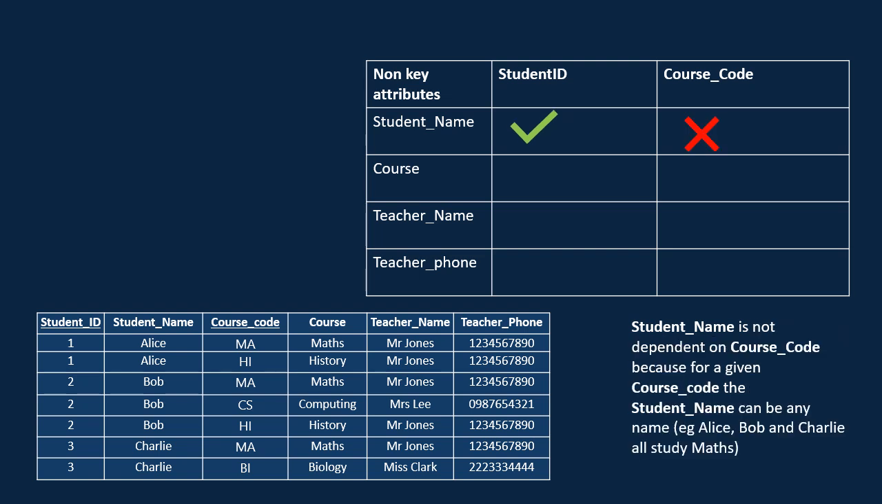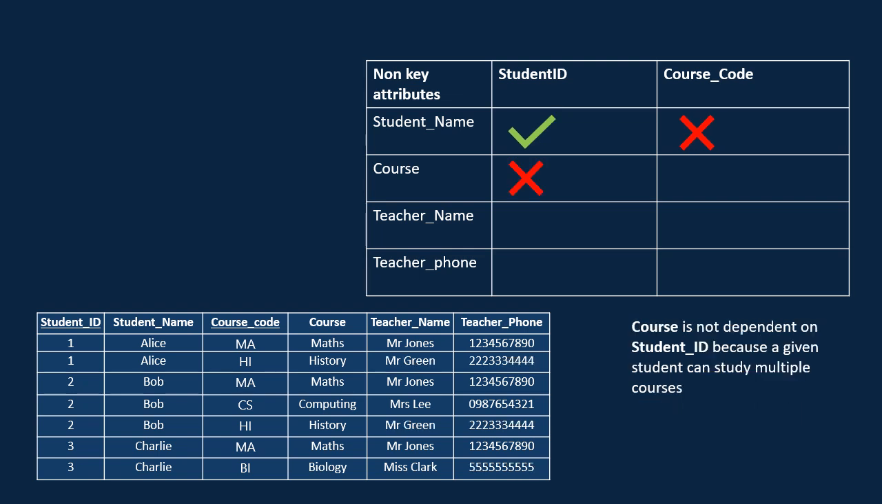Next, we're going to look at whether student name is dependent on course code. Well, if we look at course code and student name, given the course code, let's say MA for maths, student name can either be Alice, or Bob, or Charlie. So we're saying it's not dependent. Student name is not dependent on course code. Again, intuitively, that makes sense. But again, we're not basing it on intuition, we're basing it on the data we have in our table.